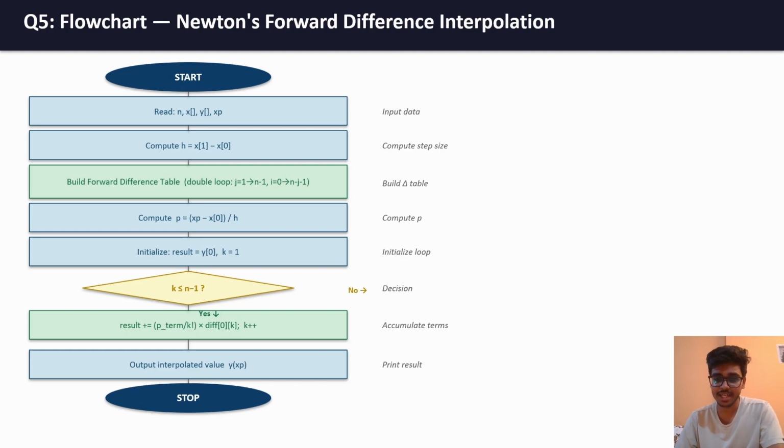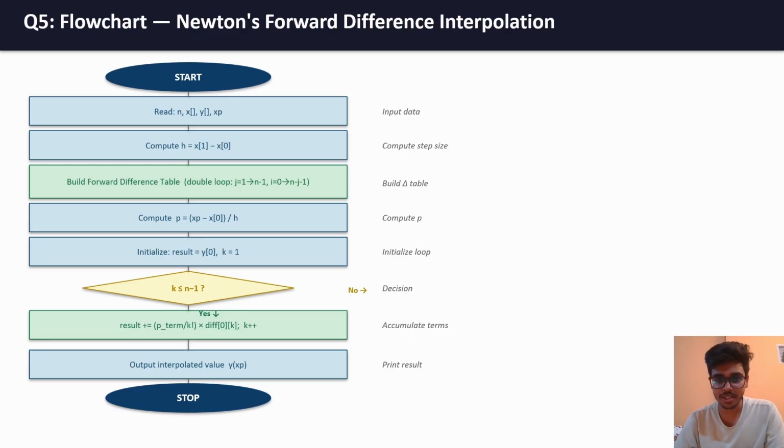The second box computes h as x of 1 minus x naught. This gives the equal step size between data points. Newton forward formula only works when h is constant throughout the data. The third box, highlighted in green, is the most important step. It builds the forward difference table. This is done using a double nested loop. For each pair of indices i and j, we compute the difference entry as diff i j equals diff of i plus 1 j minus 1 minus diff of i j minus 1. This fills out the complete triangular table we saw in question number 1.